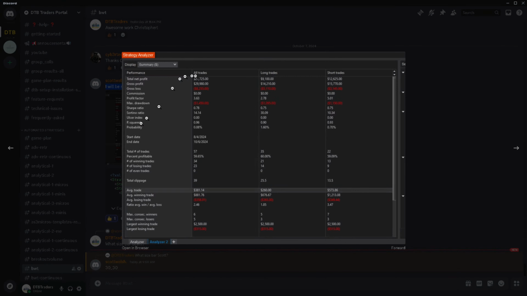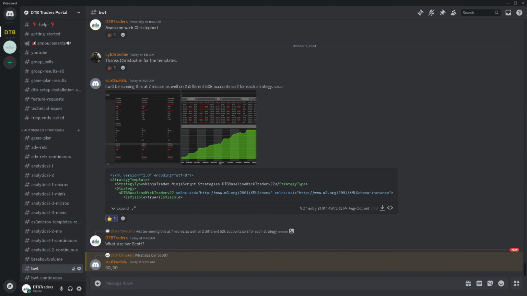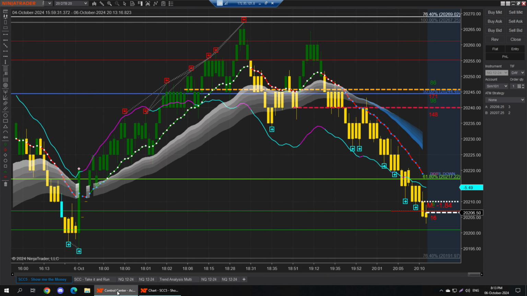I mean, it does look fantastic actually. So we haven't got a very high drawdown there. You haven't added your commission. So just always make sure you add commission to your account. You can do that by just going to your accounts in the control panel. If you want to add commission to your account, it's very simple.